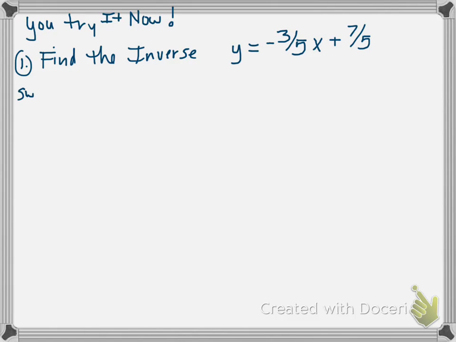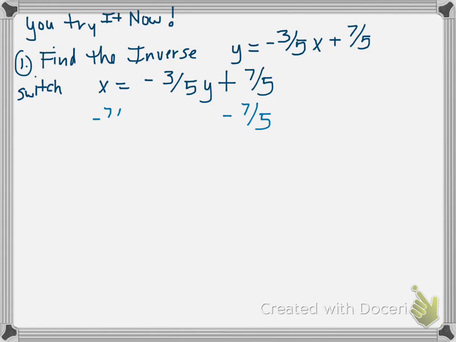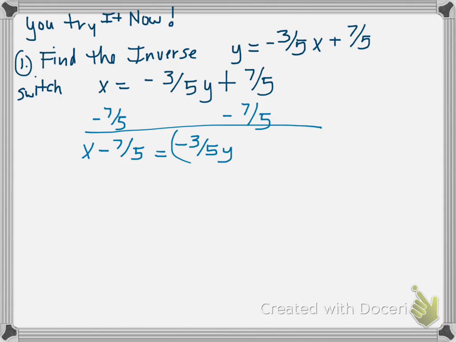So, remember, the first thing you do is switch the x and y values, so it became x equals -3/5 y plus 7/5. Now, in order for me to solve for y, I need to move that 7/5 over first. So I get x minus 7/5 equals negative 3 over 5 y. Now, in order to get rid of that number in front of the y, remember you need to multiply by the reciprocal. So I will multiply both sides by negative 5 over 3.